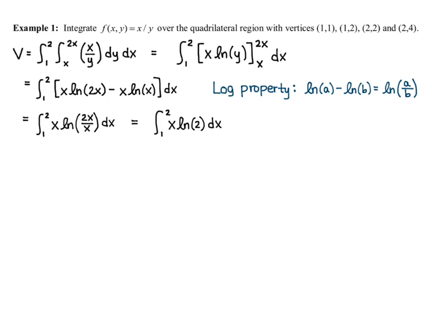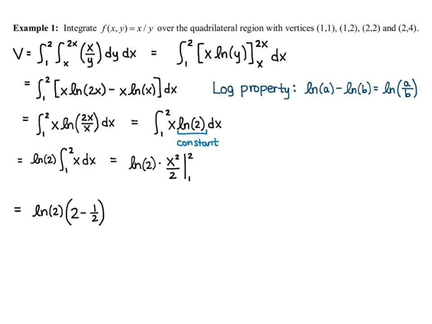Since the natural log of 2 is a constant, we can pull it out front. We now have the natural log of 2 times the integral from 1 to 2 of x dx. Integrating this gives us the natural log of 2 times x squared over 2 evaluated from x equals 1 to x equals 2. We plug in the upper bound and lower bound for x and subtract, giving us the natural log of 2 times the quantity 2 minus 1/2, which simplifies to 3/2 natural log of 2.